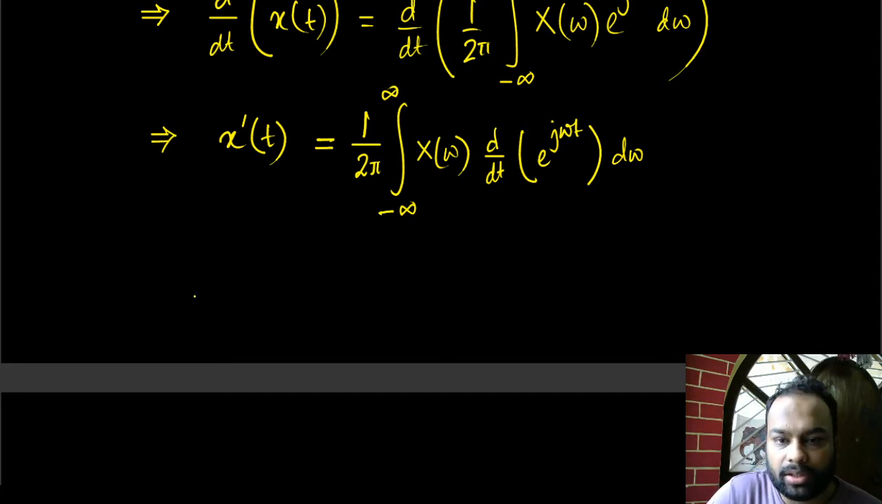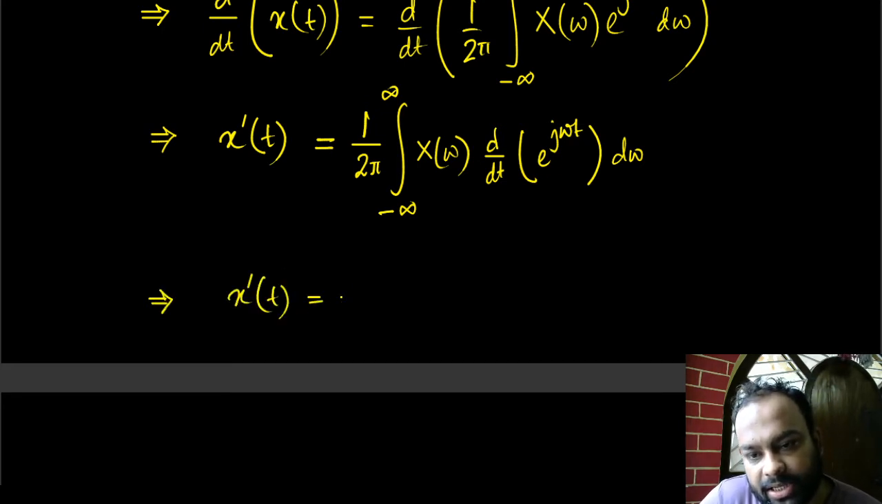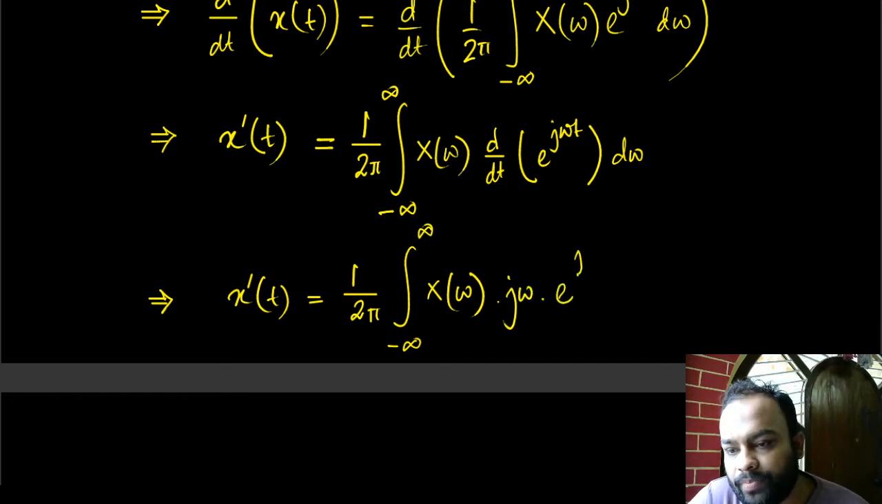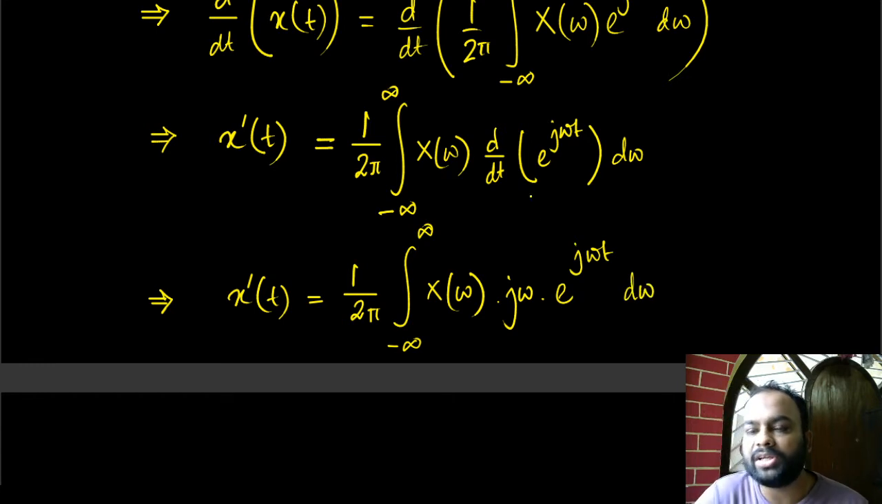Alright. So what I have here is that x dash of t is equal to 1 by 2 pi integration from minus infinity to infinity X(omega), and what is the derivative here? Of course, that's going to be j omega into e to the power j omega t d omega. So we have differentiated e to the power j omega t with respect to t.